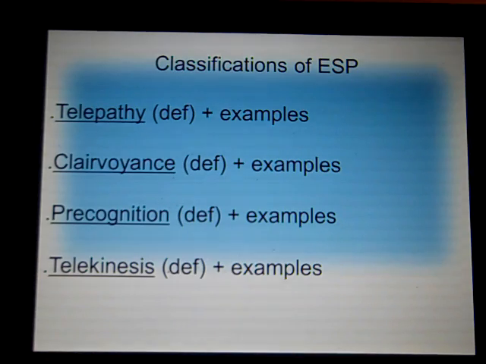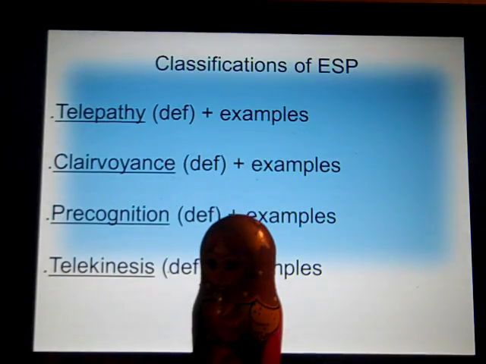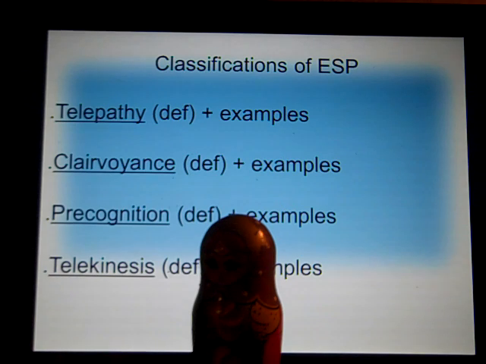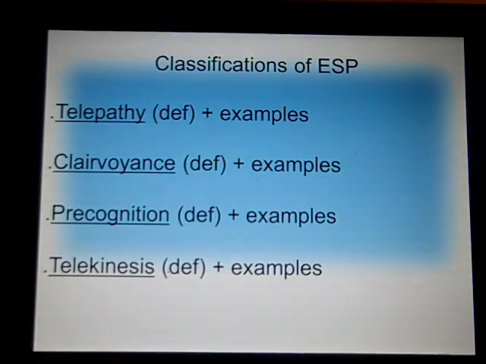Telekinesis. This is the ability to move objects with your mind. So if I set this doll right here, if I have telekinetic powers, I would be able to move it just by thinking about it. Okay, I'm trying. It's just not quite working. So yeah, we'll get rid of that. So I have no extrasensory perceptive abilities, evidently.